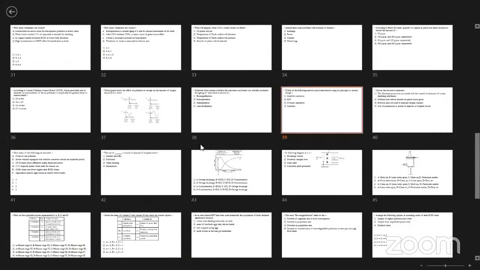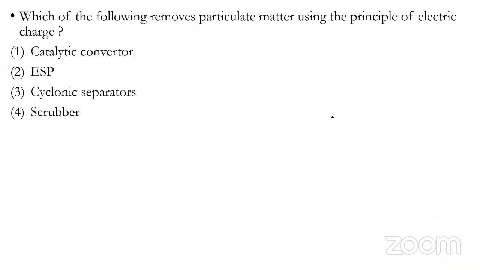Next one. Which of the following removes particulate matter using principle of electric charge? You know, it is by electrostatic precipitator. Answer should be 2.